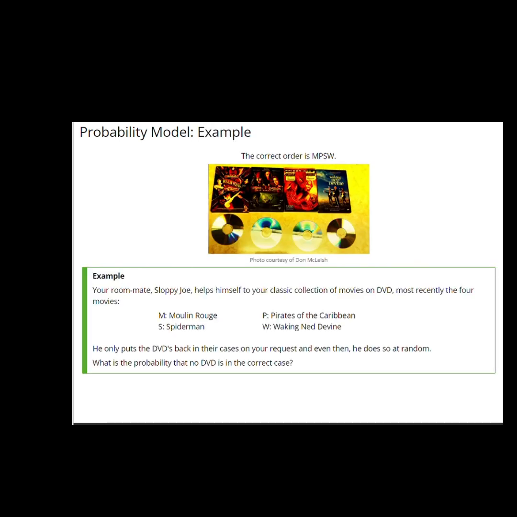Here's an example. Your roommate, Sloppy Joe, has helped himself to your classic collection of movies on DVD, and most recently, last night in fact, the 4 movies Moulin Rouge, Pirates of the Caribbean, Spider-Man, and Waking Ned Devine. Unfortunately, there are the movies, there are the DVDs. He only puts these DVDs back in their cases when you request he do so, and even then, he does so purely at random. What's the probability that no DVD will end up in the correct case?